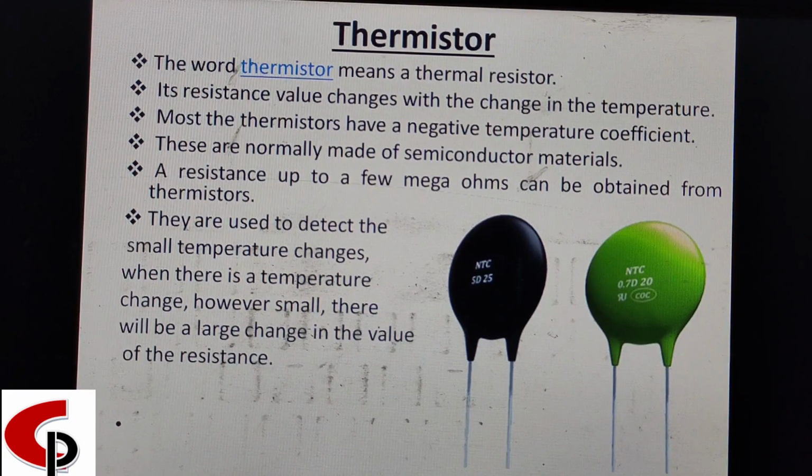Then comes the thermistor. What? Thermistor means a thermoresistor. Its resistance value changes with change in temperature, so it is called a thermoresistor. Most thermistors have a negative temperature coefficient. They are normally made up of semiconductor materials. A resistance up to a few mega ohms can be obtained from the thermistor. They are used to detect small temperature changes. When there is a temperature change, however small, there will be a large change in the value of the resistance.